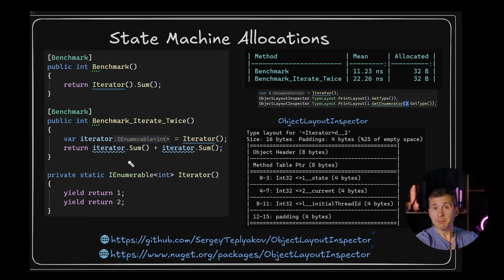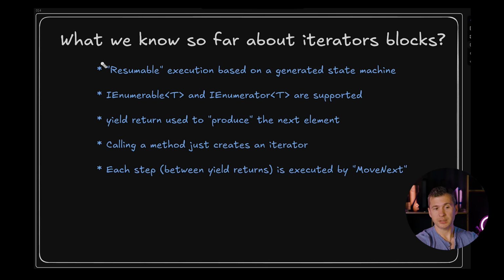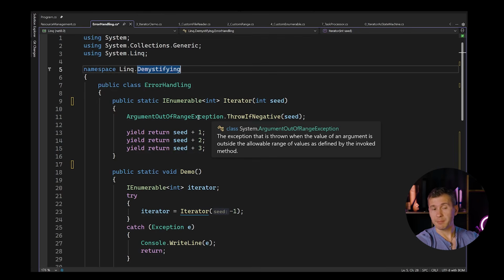It's funny that the Reset method is actually not supported by the generated state machine, but you actually can iterate over a generated sequence more than once. Let's recap what we know about iterator blocks so far. First of all, they're a kind of resumable execution based on the generated state machine. The return type should be either IEnumerable or IEnumerator, and yield return is used to produce the next item. And calling a method just creates an iterator. No code is going to be executed in this case, and each step is executed when MoveNext is called. Let's look at a more complicated example.